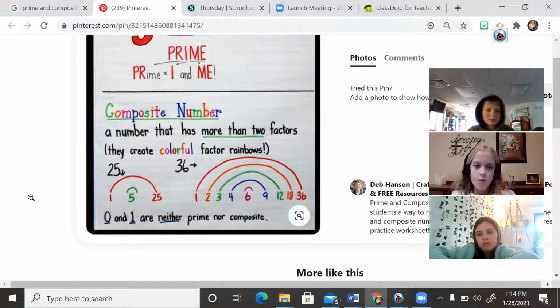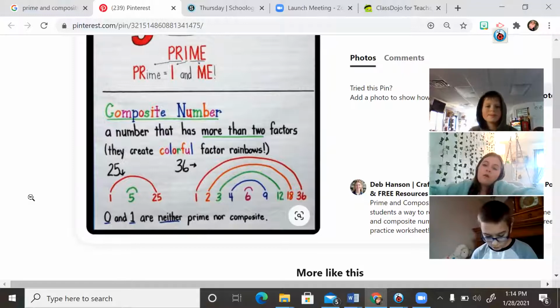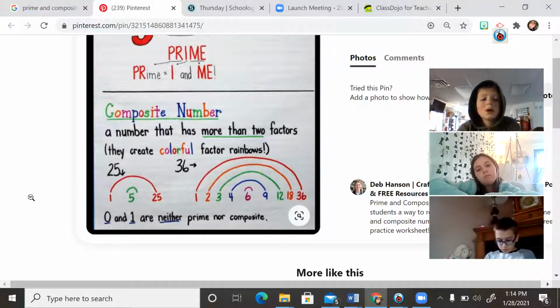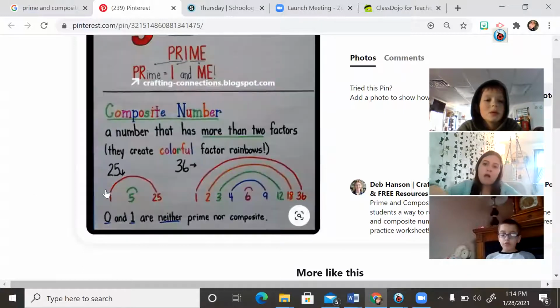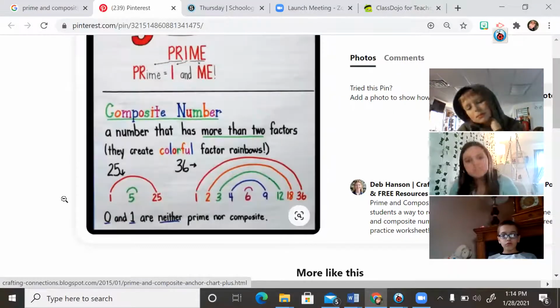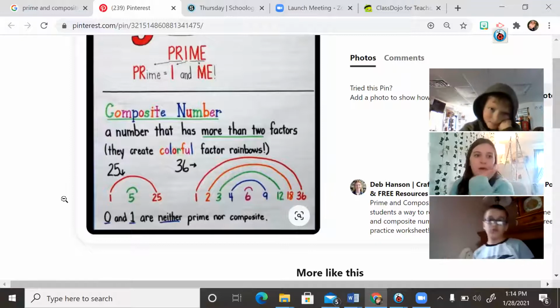What else can you multiply together to get the number 25? Look at the paper in front of you, look at your screen. It's written there for you. Look at the 25 rainbow. What times what equals 25? Julian? 1 times 25 and then 5 times 5. Good, so we have 1 times 25, and we only put 5 one time, but look, the rainbow's going from 5 to itself. So that tells us 5 times 5.